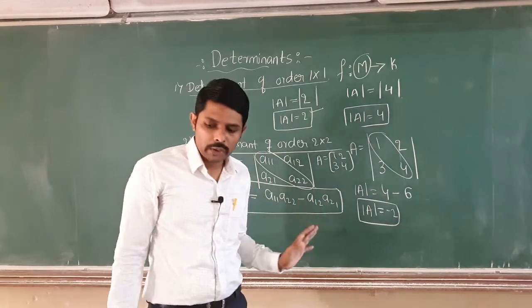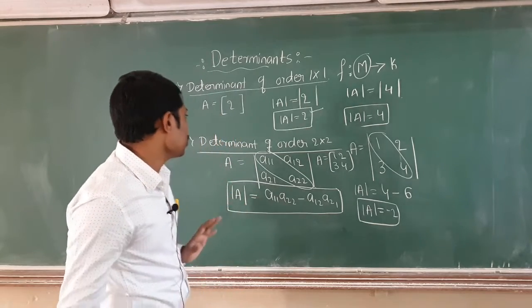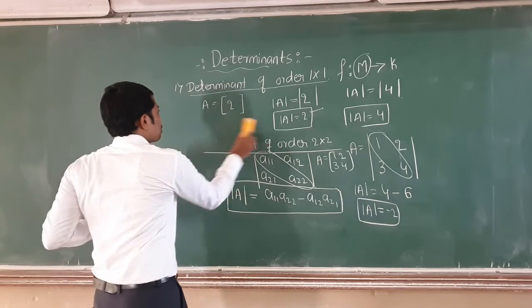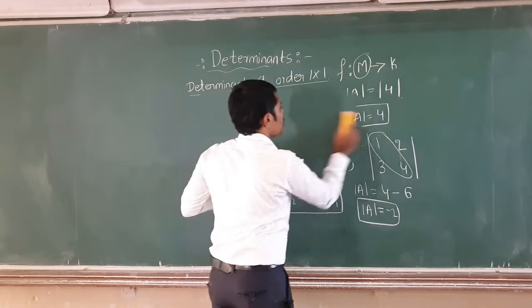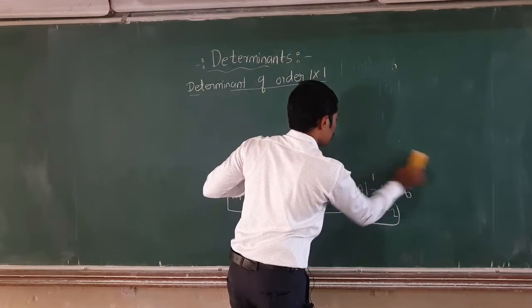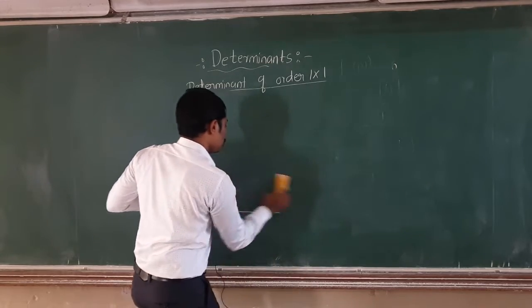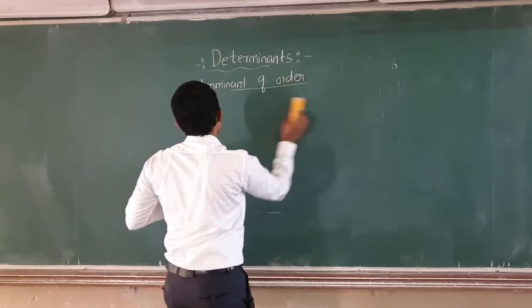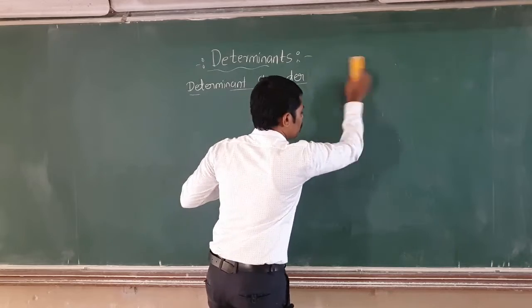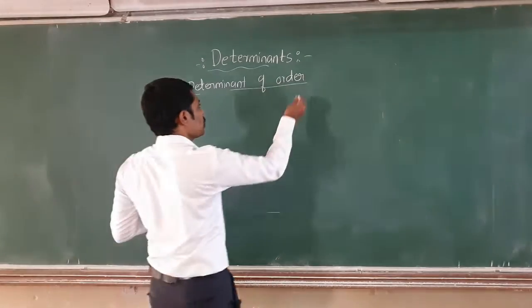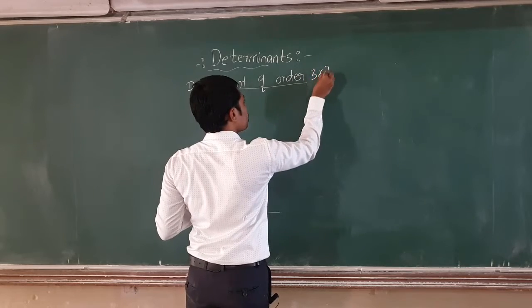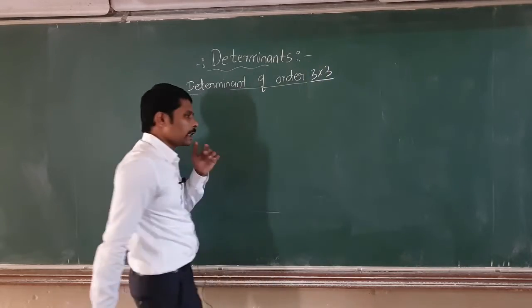Now, we will move on to a very, very important one, that is the determinant of order 3 cross 3. After studying 1 cross 1, 2 cross 2, we will move to the determinant of order 3 cross 3. This is the important thing, how to find the determinant of order 3 cross 3.